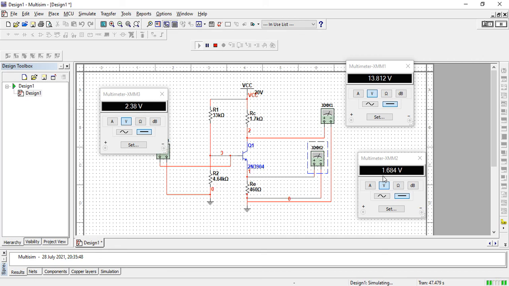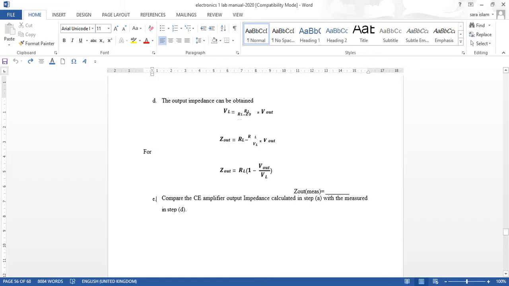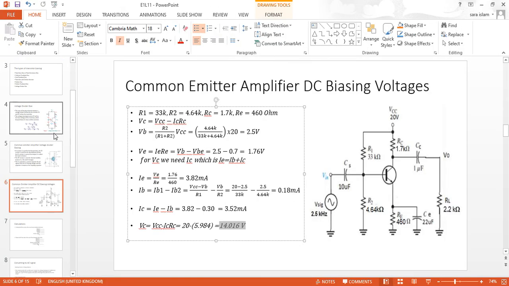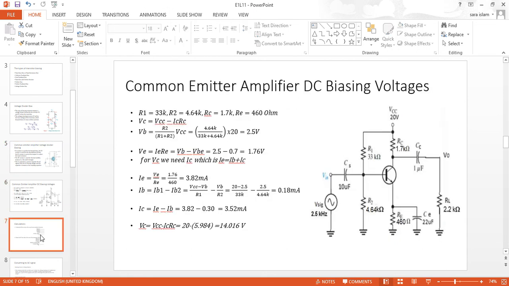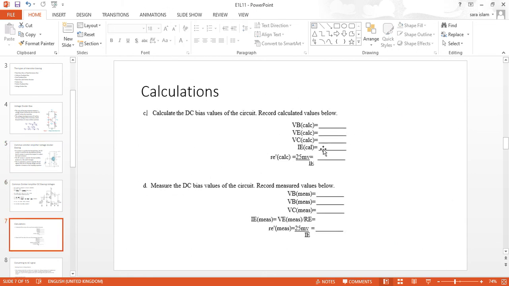What you have to do is, in this lab, initially those were all biasing conditions, right? So you have to note the actually calculated values which you calculated through your formula, and then you have to write all those which you measured recently using those multimeters, right?